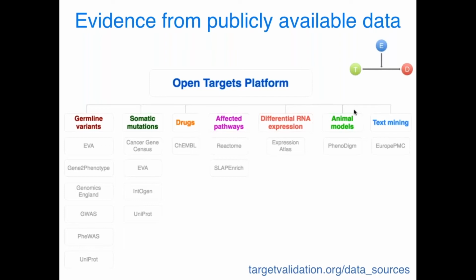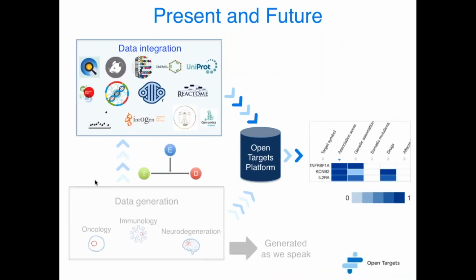So this is the tool set or the toolkit of data sources or data types that we have in the Open Targets platform. And each of those data types can be divided into different data sources. And this number is very much increasing. And we would also like to hear from you whether or not we should add a given data source. So just let us know. So this is the present and future of the Open Targets platform here.